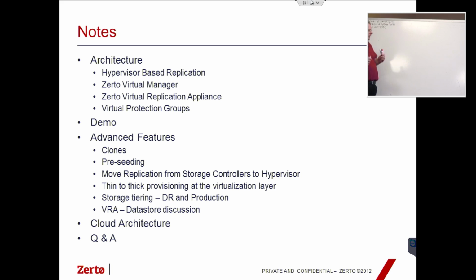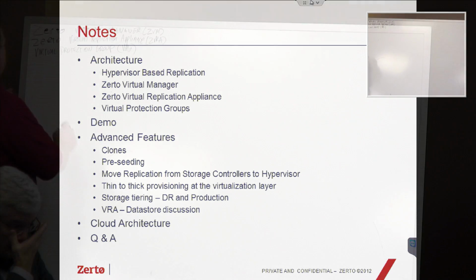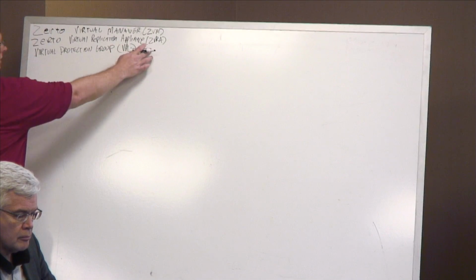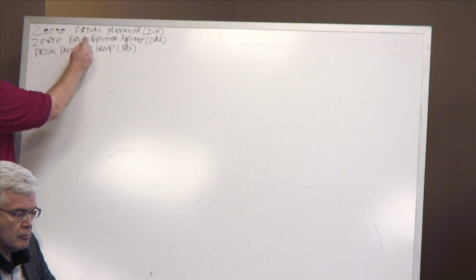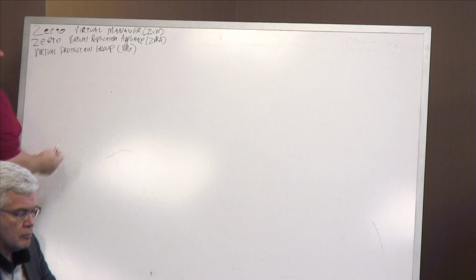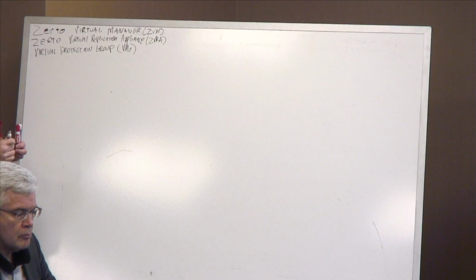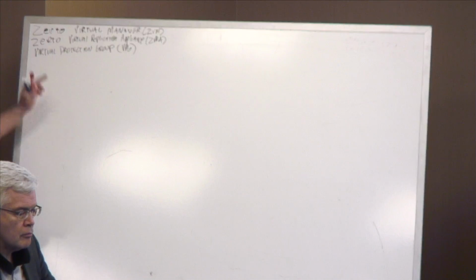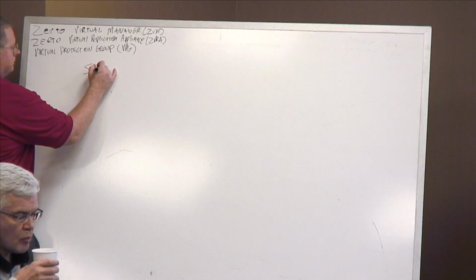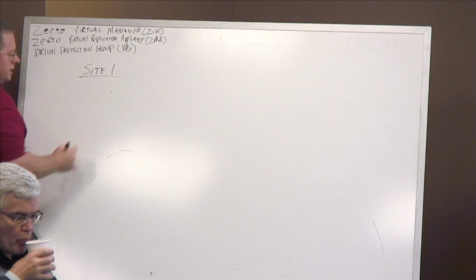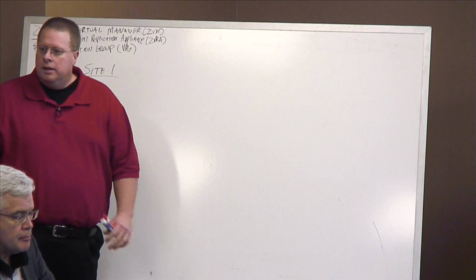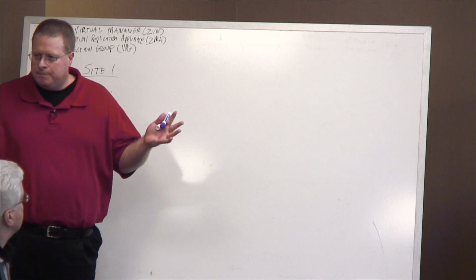I have to get to drawing now, but what I wanted to do is put some reminders up here, because I want to start throwing in ZVM, ZRA, and VPGs. That's the virtual manager, replication appliance, and the protection groups. As I talk about them, if you forget what those mean, that's where they'll be. So we'll start with site 1. And the reason why I don't say primary in this instance is Zerto can go anywhere to anywhere.